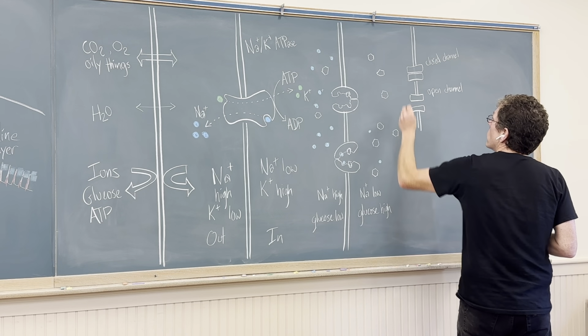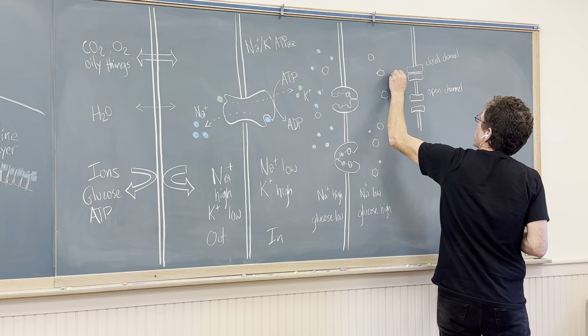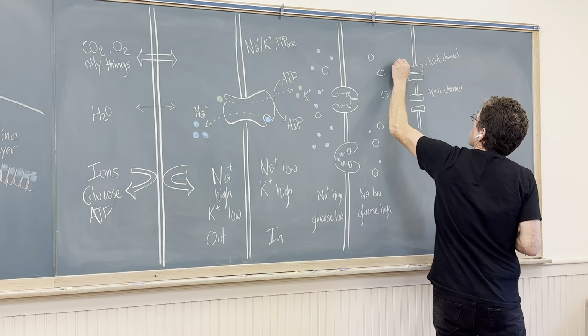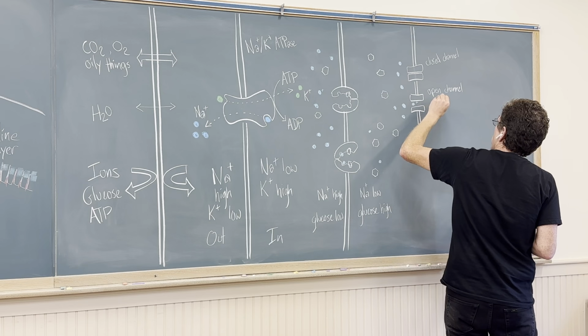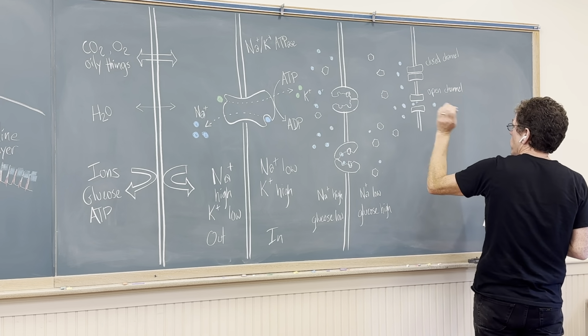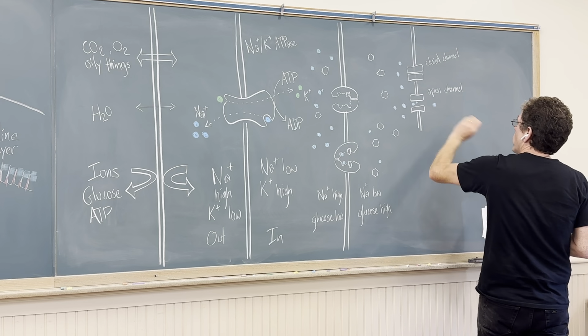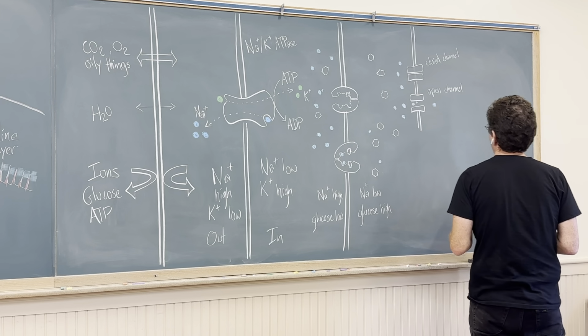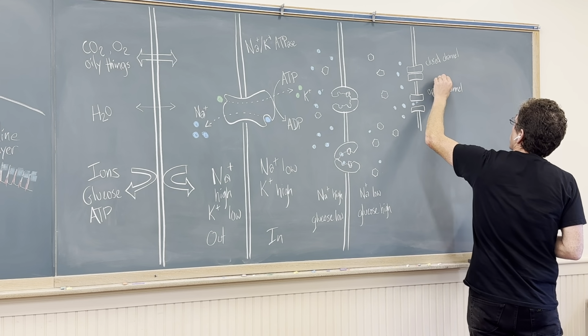Which might allow, for example, let's consider sodium again. It might allow sodium ions specifically to flow from outside the cell into the inside, which they will do because this happens to be both down their concentration gradient and, as it happens, down their electrical gradient.